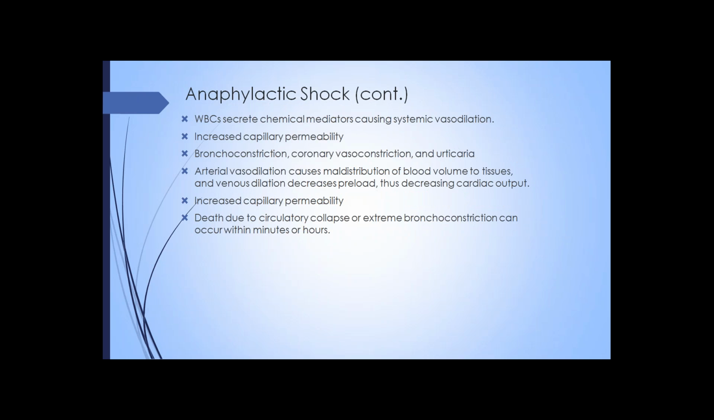Now, how do we treat this? Well, we have to treat this based on what's going on with the patient, okay? White blood cells actually secrete chemical mediators that cause the systemic vasodilatation. That's because it wants to open up the vasculature so the white blood cells can be rushed to the point of entry, like ambulances being rushed to a trauma, right? So if we dilate that or open up the freeway, they can get there faster.